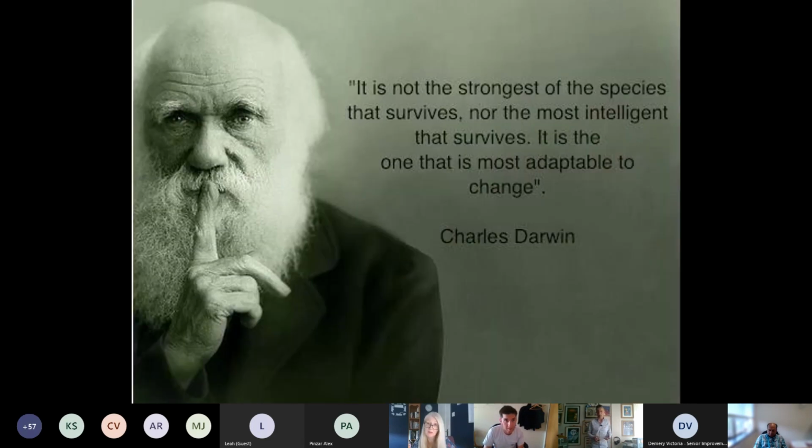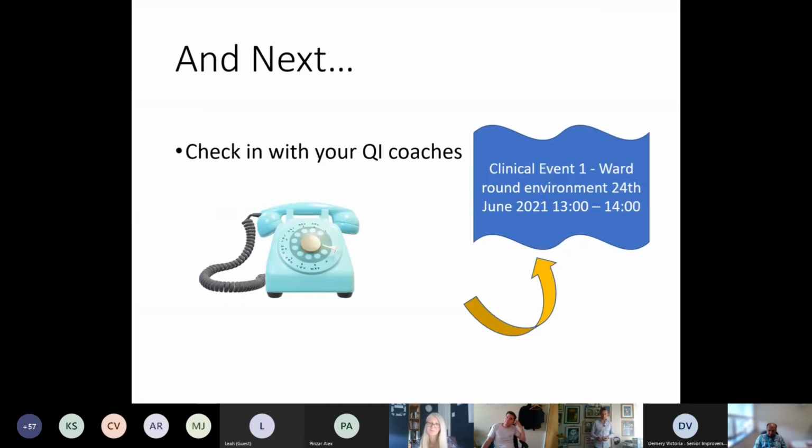And I'm going to leave you with one last quote before I hand back to Wendy. It's somebody who used to live some time ago just up the road from me, up in Shrewsbury. It's from Charles Darwin. And Charles Darwin says, it's not the strongest of the species that survives, nor the most intelligent that survives. It's the one that's most adaptable to change. Wendy, back to you.